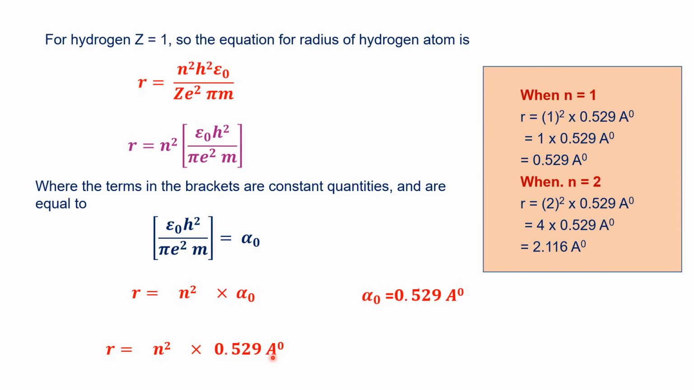So we will calculate the radius of hydrogen atom for first shell and second shell. When n is equal to 1, which means that it is first shell, now r is equal to 1 square, that is n square, multiplied by 0.529 angstrom. We will get 0.529 angstrom. When n is equal to 2, so we will put here 2. 2 multiplied by 2, it will become 4. 4 multiplied by 0.529 angstrom, it will result in 2.116 angstrom. So this is an example that is calculated for the hydrogen radius.